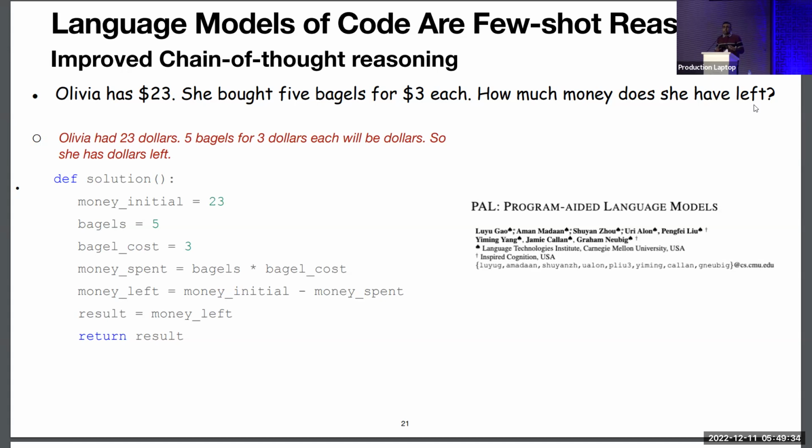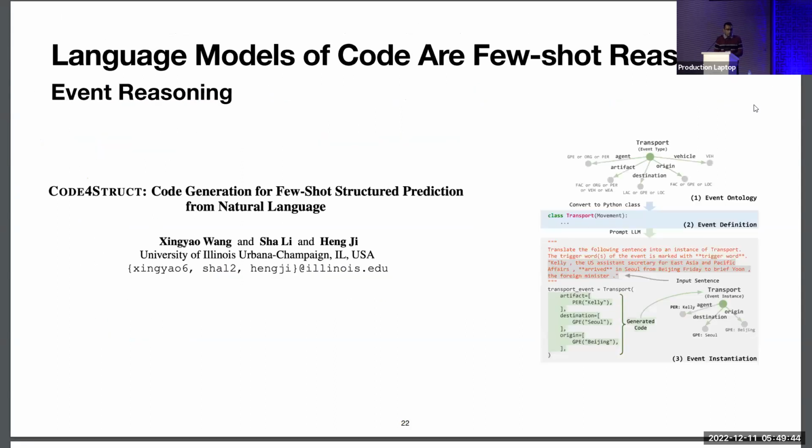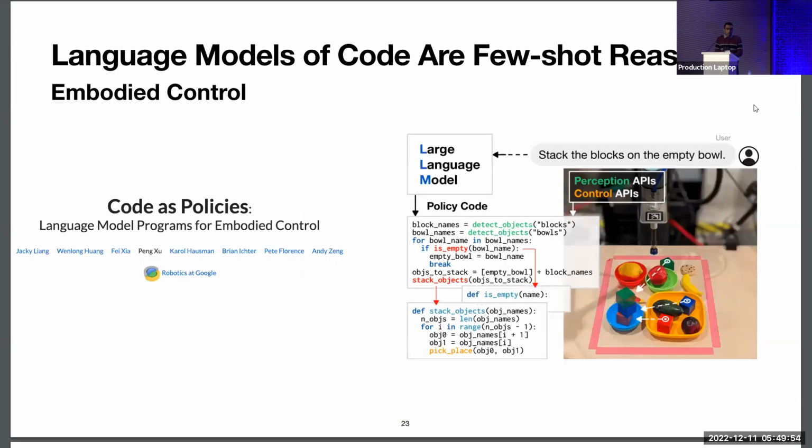And you can do all sorts of stuff. We can include symbolic solvers, image models, right? So the possibilities are endless. And there's more evidence from other cool work I saw recently on event reasoning. People have shown that these models work pretty well. Embodied control, so making a robot go around, you can generate explanations as code. So there's more evidence basically that code generation models are good at reasoning.